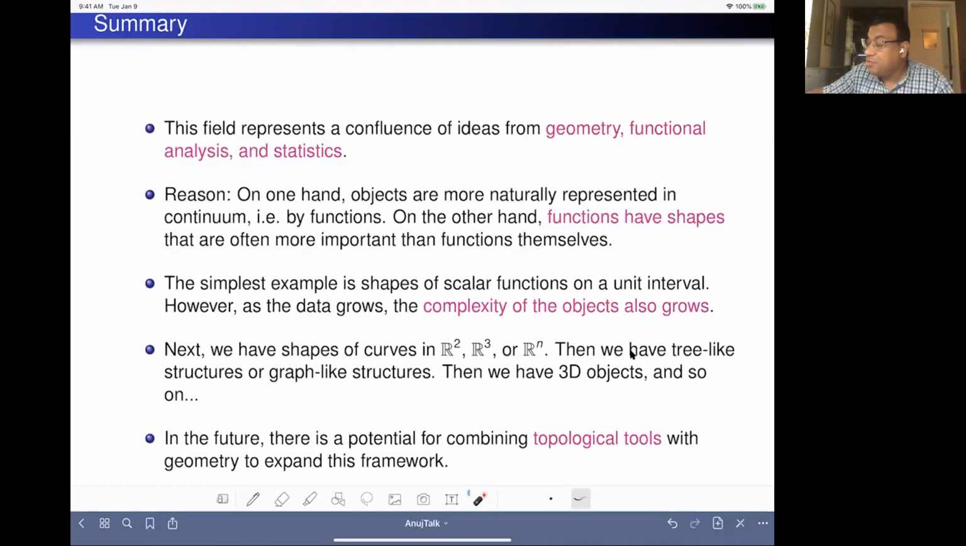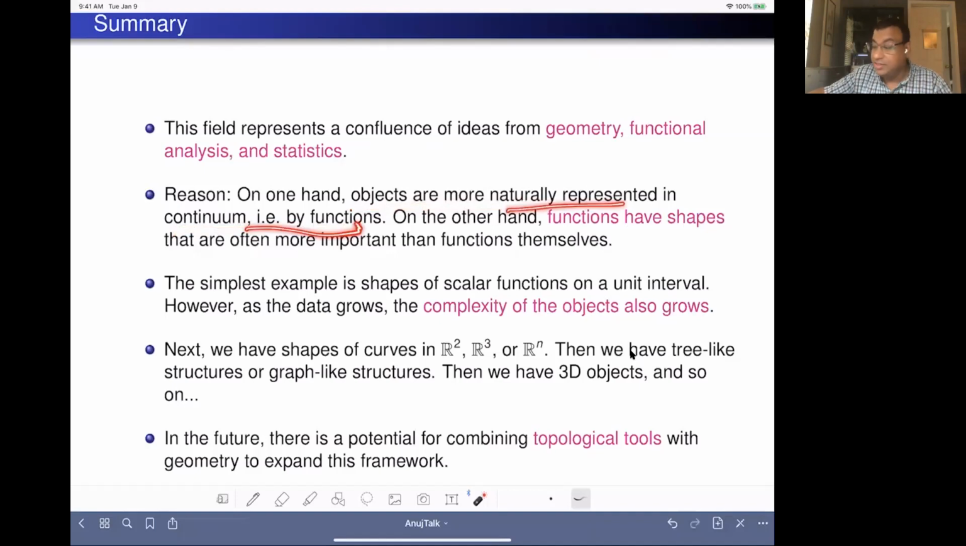What is the reason for bringing together shapes and functions? Because on one hand, objects are more naturally represented by a continuum. If you represent objects by discrete points, you no longer have the flexibility to change their registration. If you have discrete points, they are already pre-registered. This is what was done previously in shape analysis by Kendall and other people. So by representing them as functions, we have more flexibility.